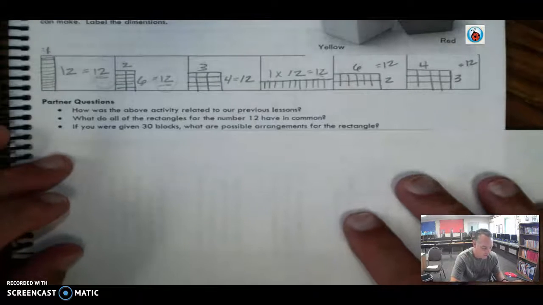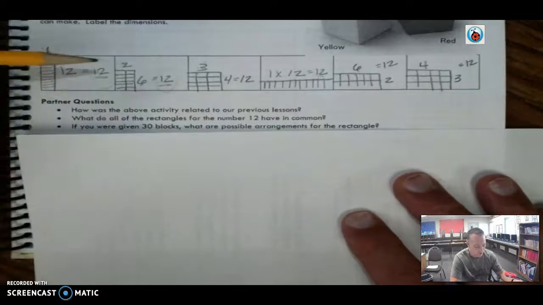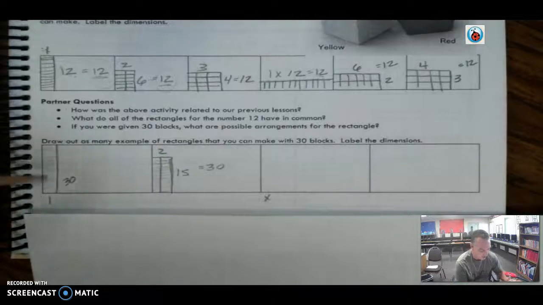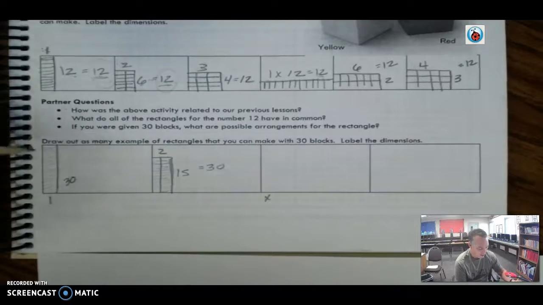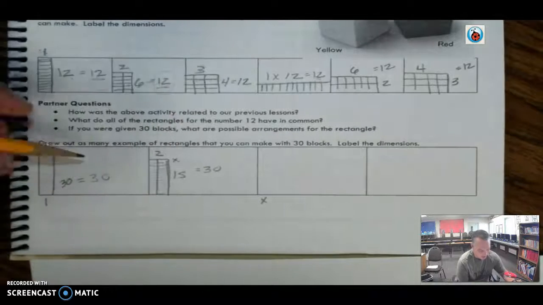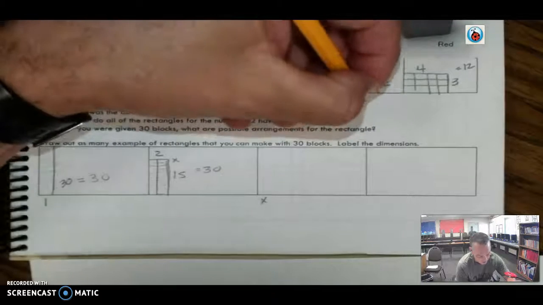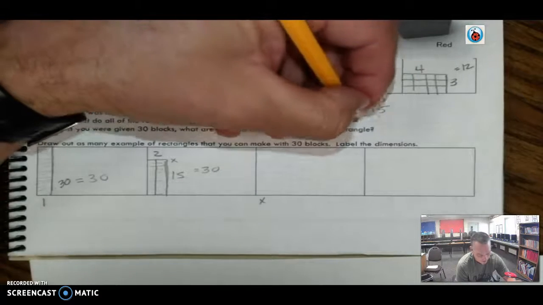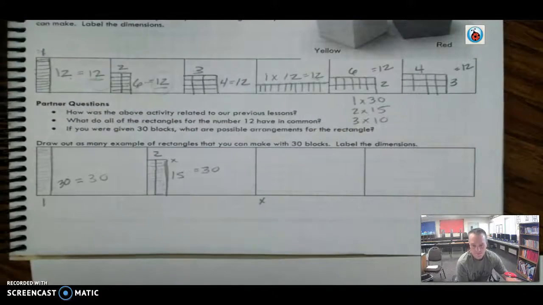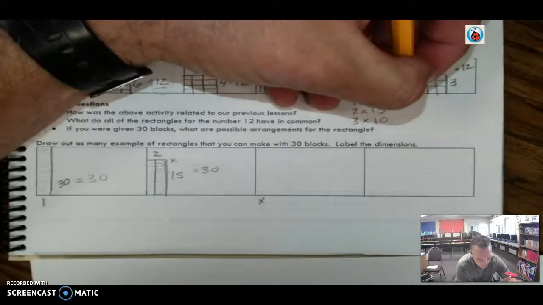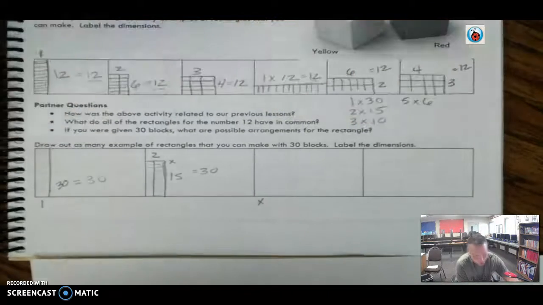Okay, so now if you were given 30 blocks, you're going to have to do this with the number 30 now. So what are all the factor pairs of 30? A good idea might be to write out all the factor pairs of 30. I went ahead and started here. You can see it's 1 times 30 equals 30. 2 times 15 equals 30. And I might write them up here. 1 times 30, 2 times 15, 3 times 10. Notice they're getting closer. There's less choices now. 4. Is there a number 4? I don't know. And then maybe it's 5 times 6.